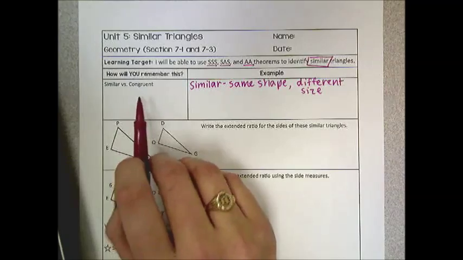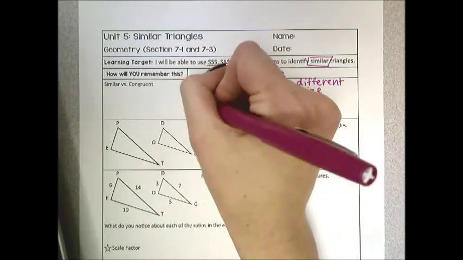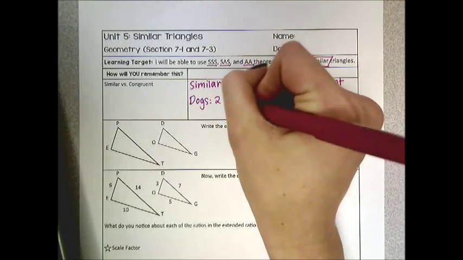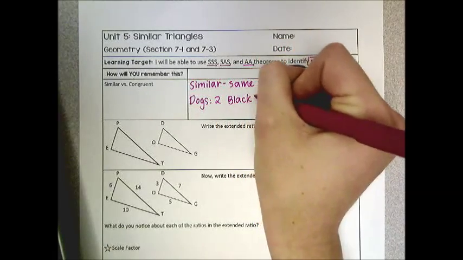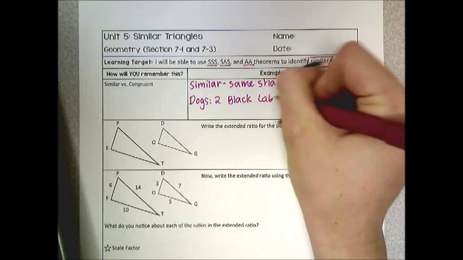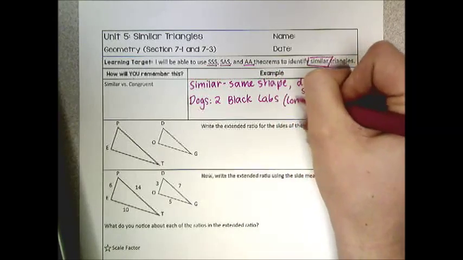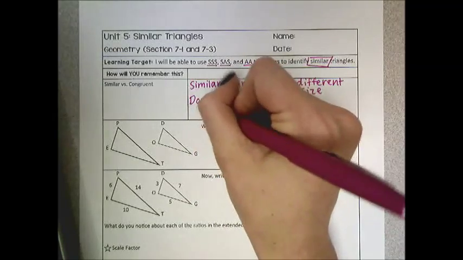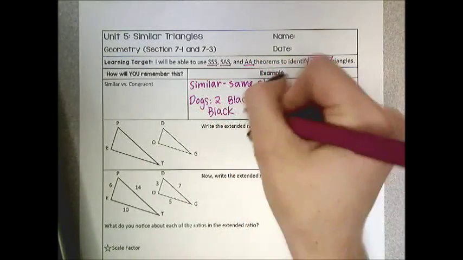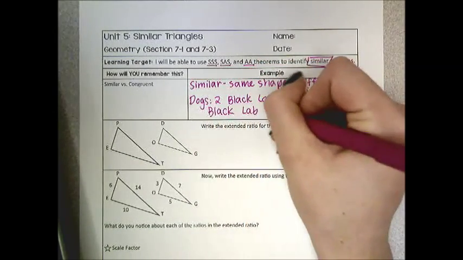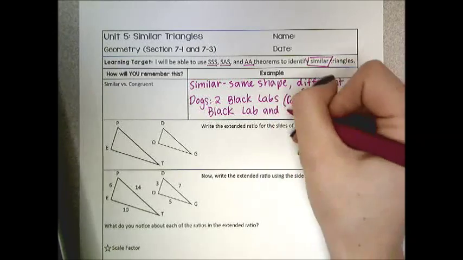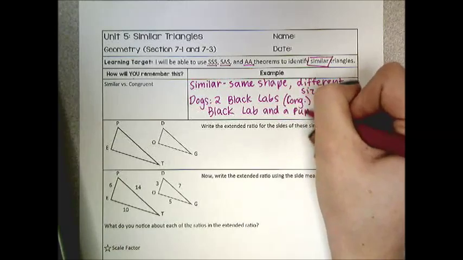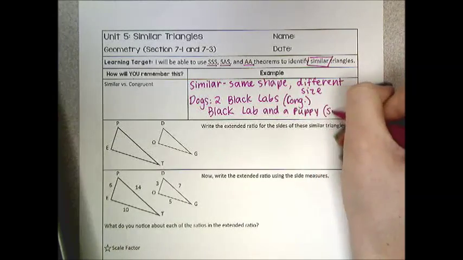To give you an example that is not math, I like to think about dogs. I like black labs. If you have two black labs, those dogs are exactly the same. That's going to be like congruent dogs, if you will. But if you have a black lab and a puppy, well then they're both the same shape. They're both dogs, but they're different sizes. So that's kind of your example of similar.